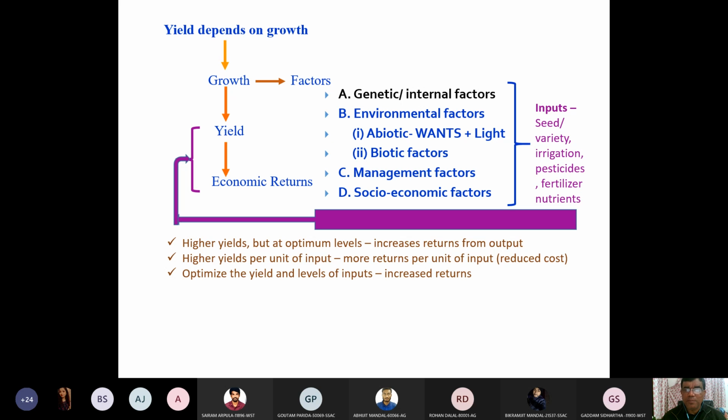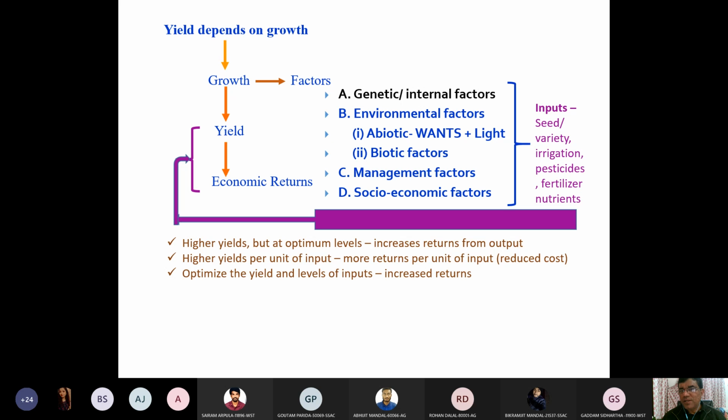So suppose if I plant a crop today, I can plant that crop after 10 days also. But what should be the best time of planting? So that is non-monetary input. Similarly, your spacing. Plant spacing is also a non-monetary input. But there may be some monetary inputs also. So management plays a very important role in making the decisions.